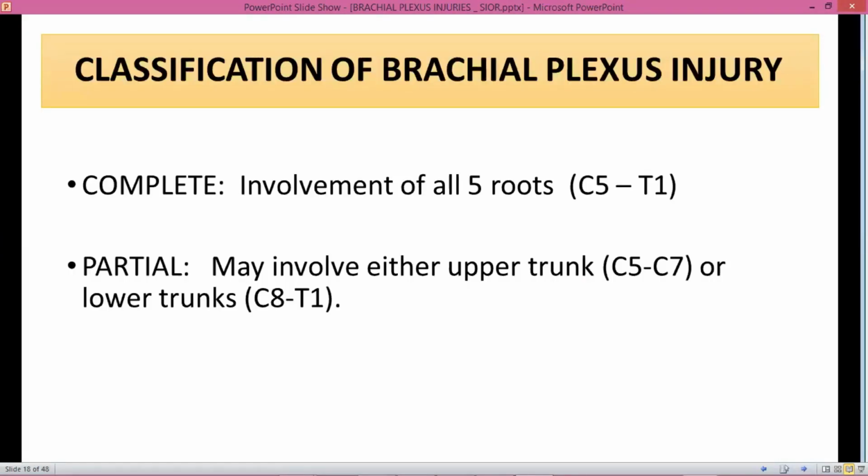Now, another classification of a BPI is whether there is a complete involvement or a partial involvement of the brachial plexus. If it's a complete involvement, all the roots are severed, from C5 to T1. If it's partial, then it may involve either the upper trunk, which is C5, C6, C7, or the lower trunk, which is C8 and T1.